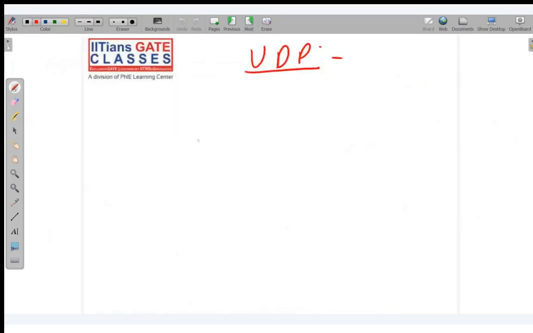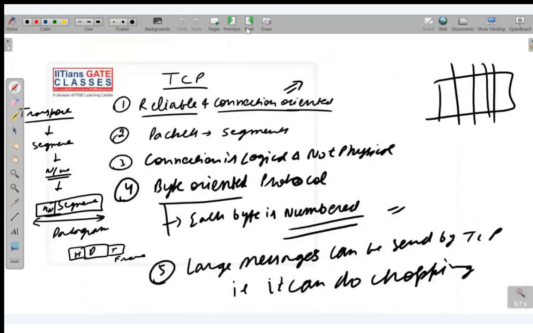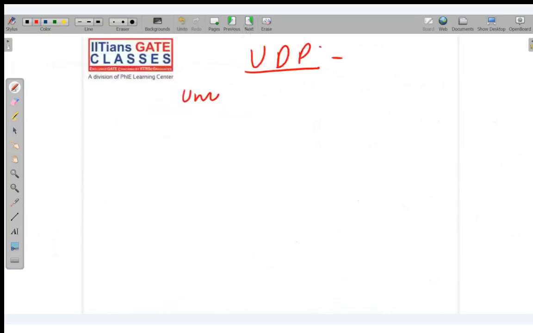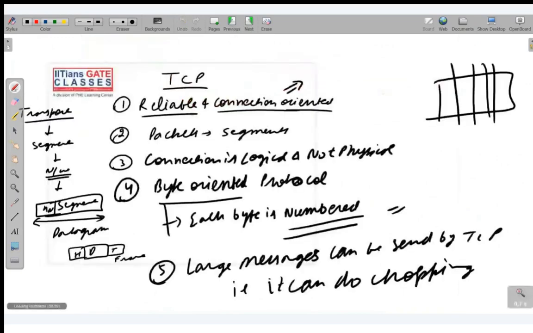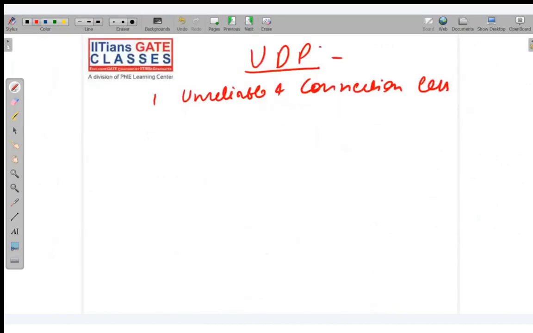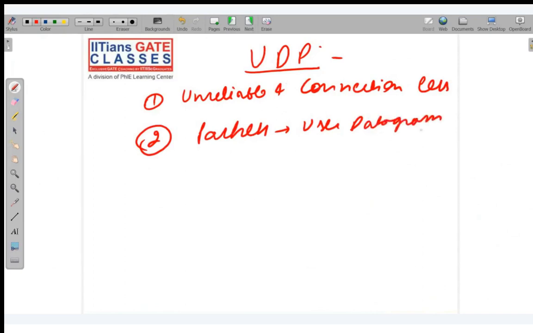Next is UDP. UDP is User Datagram Protocol, completely opposite of TCP. TCP was reliable and connection oriented, so UDP will be unreliable and connectionless. Packets were known as segments in TCP. Here, packets are called user datagrams. That's why we call it User Datagram Protocol. Please follow the terminology. Datagram means network layer. User datagram means transport layer. Do not get confused here.